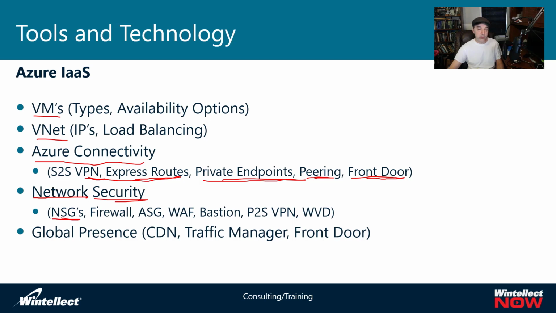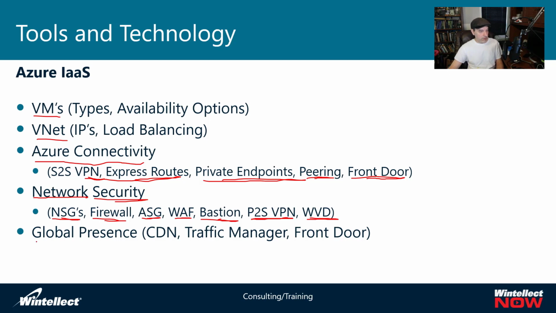We're talking about network security groups, which are a basic port filter for Azure. There's Azure Firewall, which is a more context-aware firewall that does a lot of stateful packet inspection as well as security assessment. Application security groups, which are a way to group things together for NSGs. Web application firewalls, Bastion hosts, point-to-site VPNs, and Windows Virtual Desktop, if you want to deploy virtual desktop for clients to connect to and access applications, and things like that.